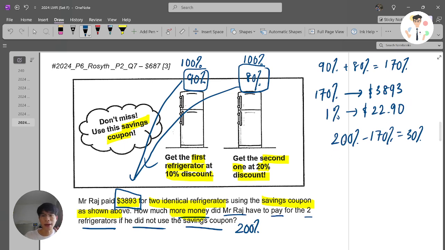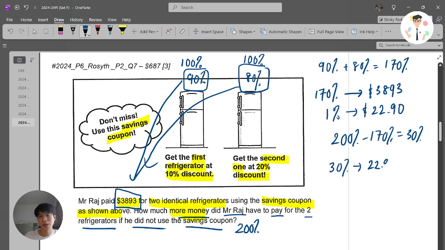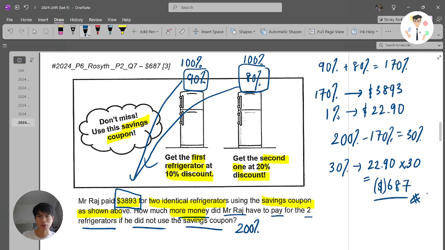Right? Then what is that amount? 30% is equal to 22.90 times 30, and just press on the calculator and you should get 687. Wow, he saved $687 with that coupon. That is really a lot.